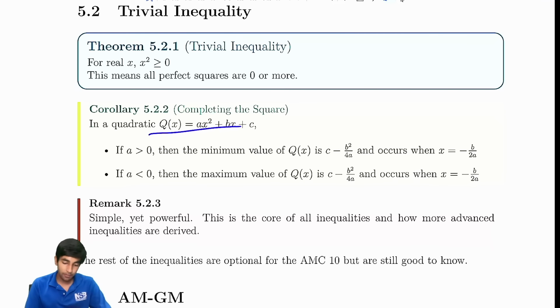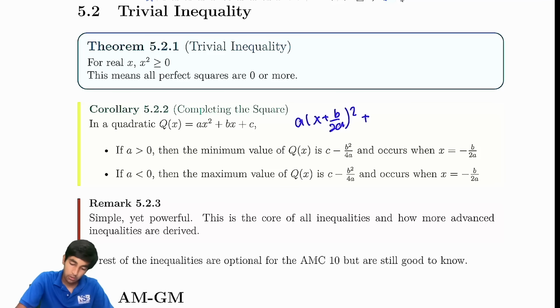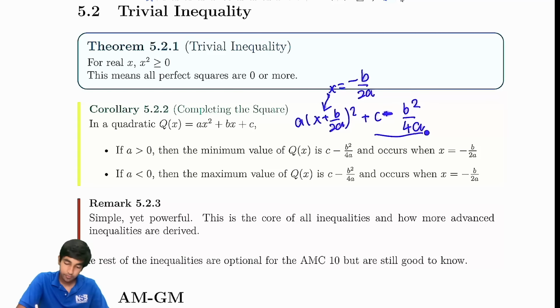And one example of it is when completing the square, right? If you complete the square, a times x plus b over 2a, plus c minus b squared over 4a, we see that if a is positive, then this has a minimum value when x is equal to negative b over 2a, and that minimum is this. Why? Because this thingy is always going to be at least 0.